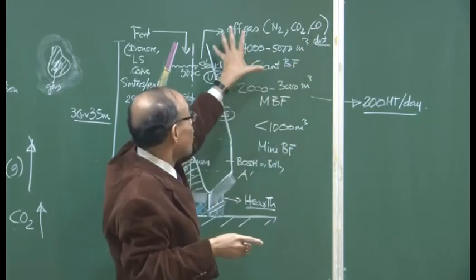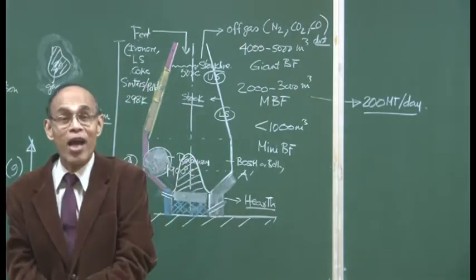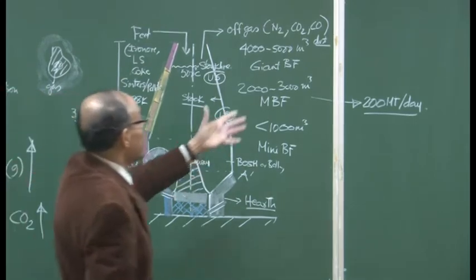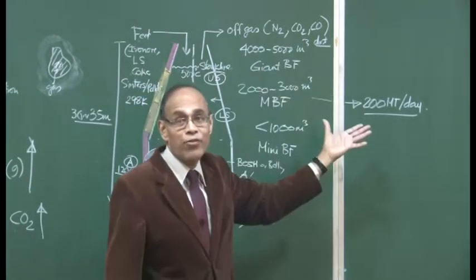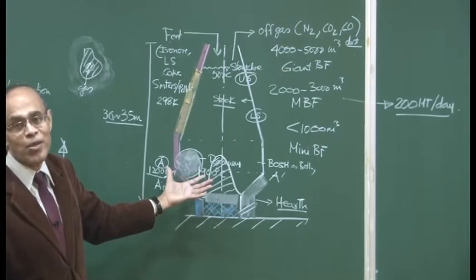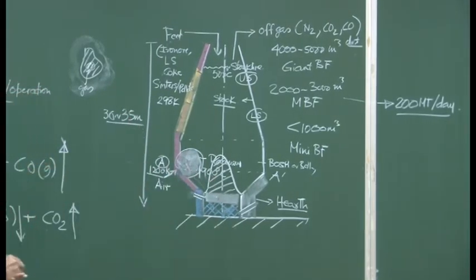So, therefore, the off gas is a very valuable material for us as far as iron making. The effective utilization of heat and material and the off gas to a large extent determines the efficiency of modern day blast furnace operation, quote unquote, and this you must remember.